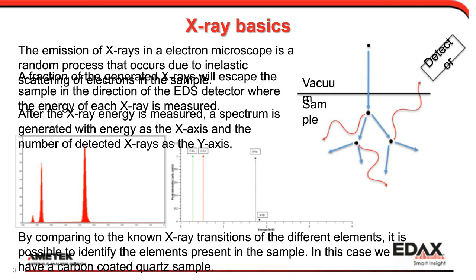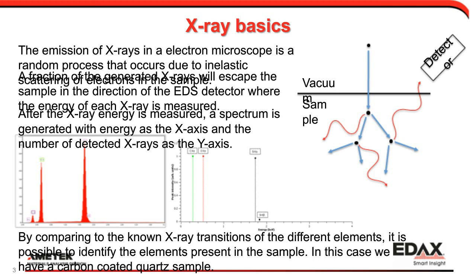So here on the right-hand side, I show the emission lines for carbon and oxygen, where we pretty much only see the K alphas, and then we have the silicon, where we have a K alpha and a very small K beta. So once we know what those emission lines are and can match them up to our spectrum, we can identify the peaks in our spectrum. In this case, our sample is a silicon and oxygen-rich sample with some carbon, and this is a carbon-coated quartz sample.